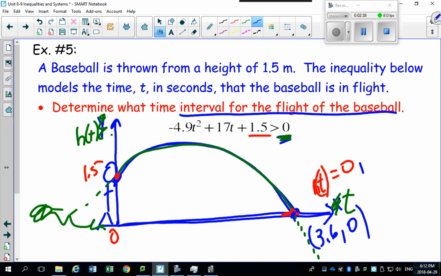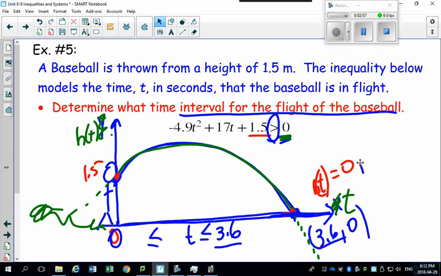So our interval is between a time of 0, including 0, to a point including 3.6. Why is it including 3.6? It's because it impacts the ground at exactly 3.6. Even though this says greater than, we're going to let it equal 3.6 because after all, it impacts the ground.